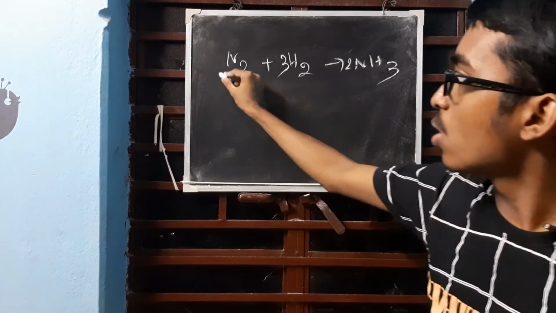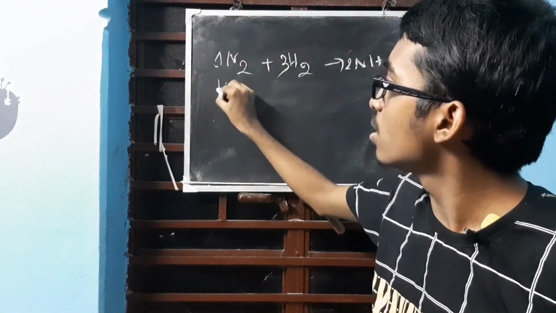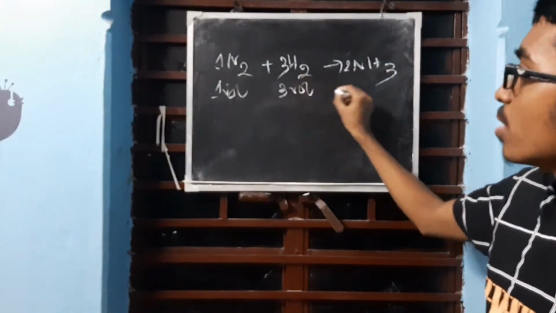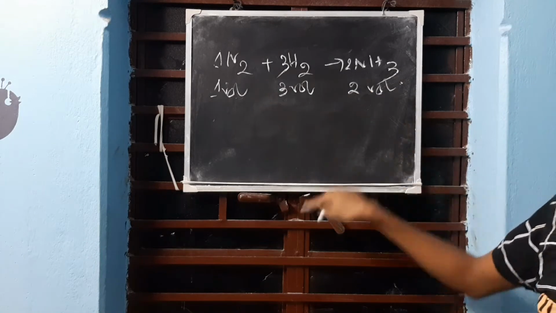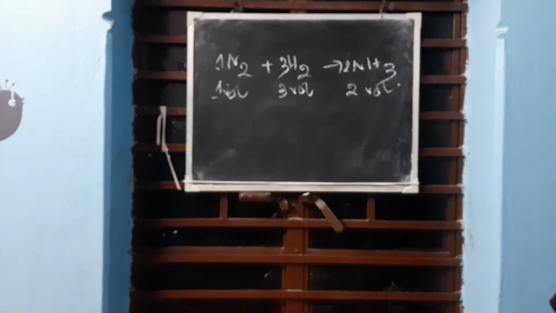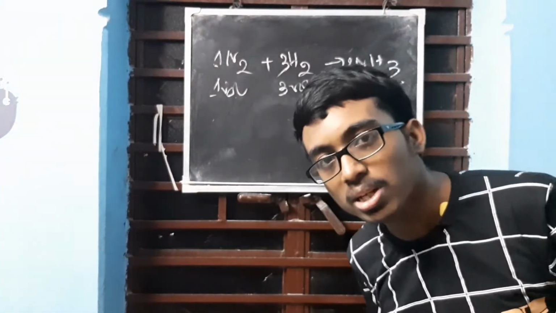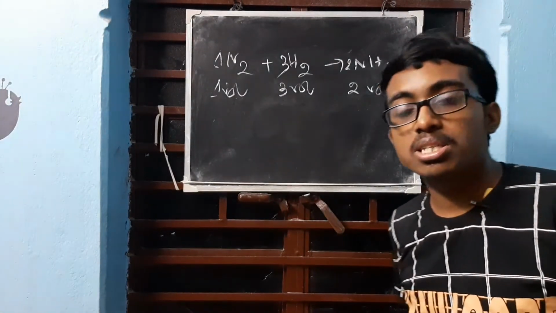Now, the coefficients we are going to consider. What is the coefficient of this? Nothing is there, means 1. So 1 volume, 3 volume gives you 2 volume. This is Gay-Lussac's law of combining volumes. Understood? So the ratio is 1:3:2. Is it a very complex ratio? No. Simple ratio. So how will the numericals come?